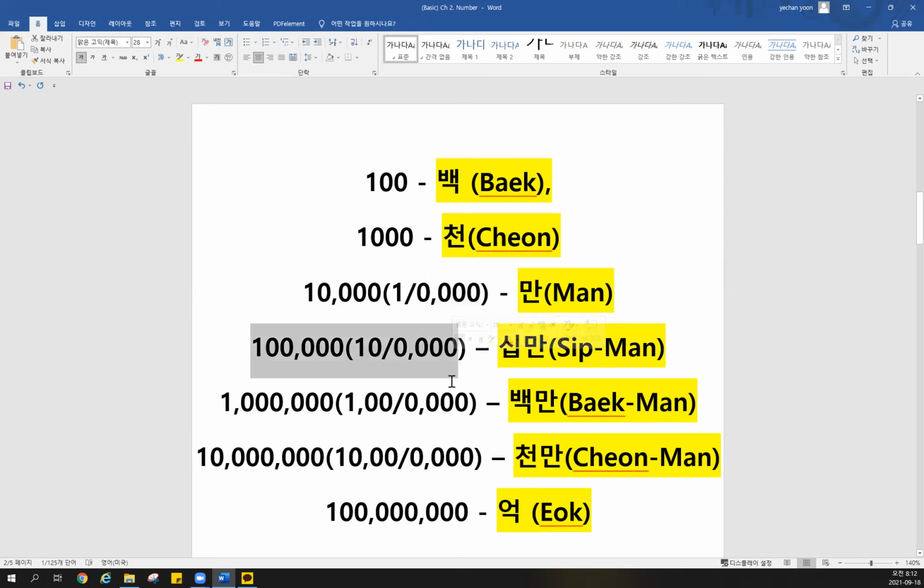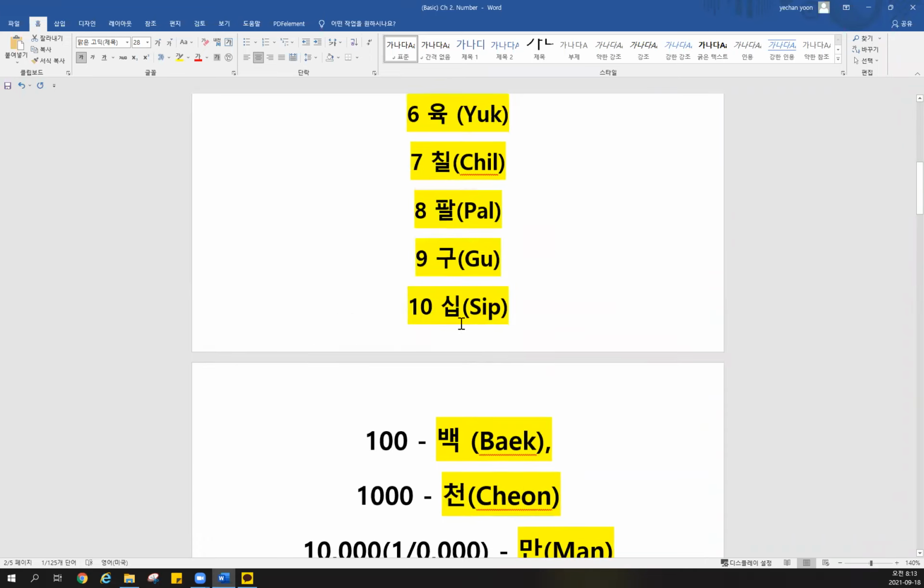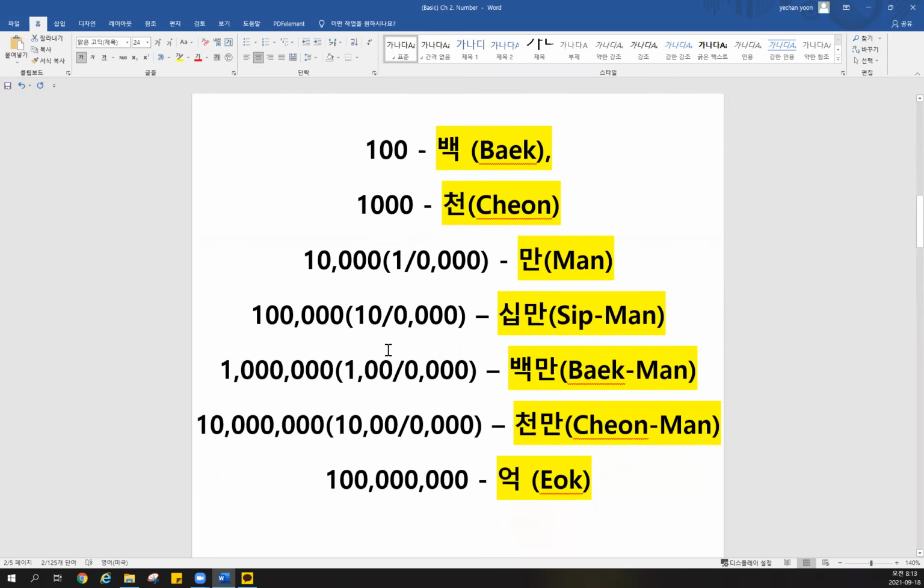As I told you, if you cut after the four zeros, it comes out like this, right? And then the four zeros can be pronounced as what? 만. But this one is what? 10. 10, right? Then you can just say 10만. 10만. 100,000 is 10만. All right? Not that difficult if you come with four zeros, right?